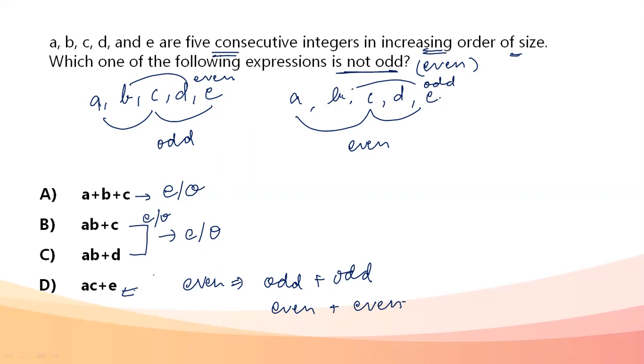Now in the second case, if A, C and E are even, A into C is even plus even, giving me even only. So in either case, where A, C and E are odd and B, D are even, or A, C and E are even and B and D are odd, I get the same answer: AC plus E is for sure going to be even, it is not going to be odd. My answer becomes option D.